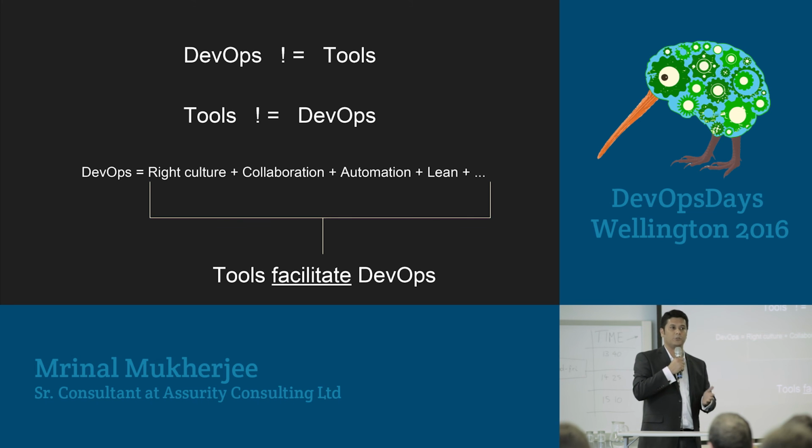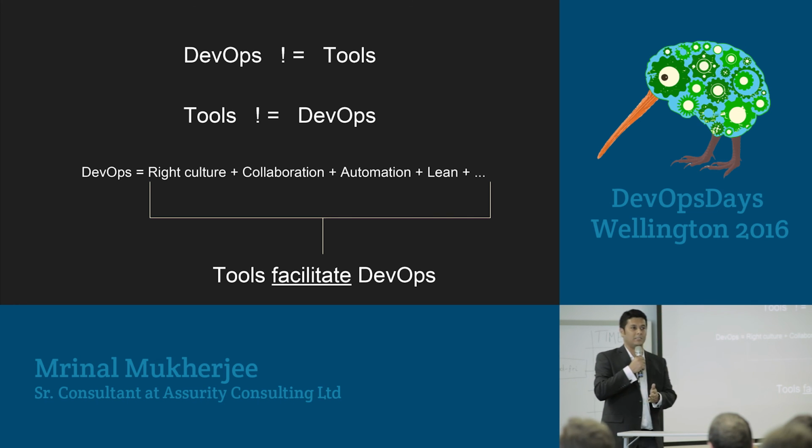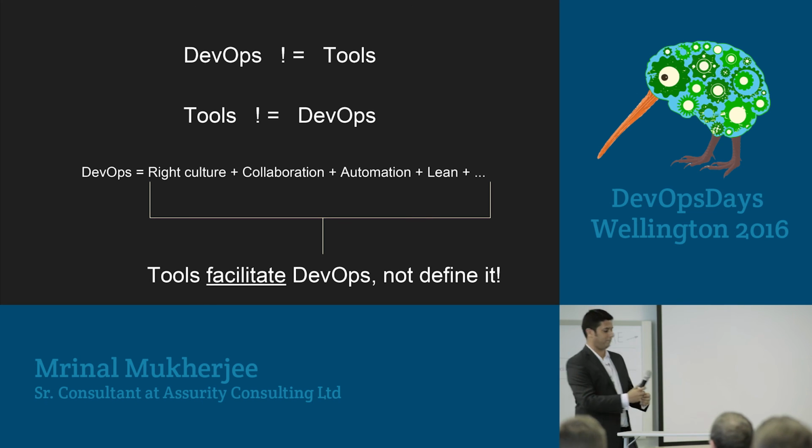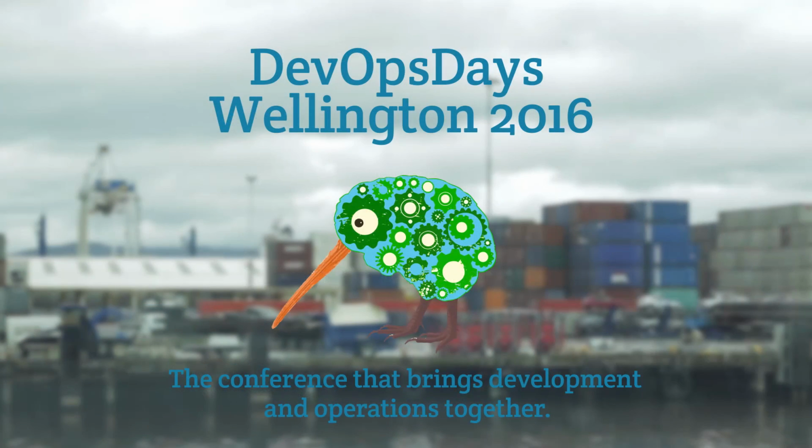Lastly, DevOps is not equal to tools. Tools is not equal to DevOps. Just because I'm using cool tools does not make me a DevOps team. And the vice versa applies as well. So a lot of good speakers out here talked about collaboration, automation, culture, and all those, and the tools facilitate it. So it's very important that we choose a tool which actually lives up to the pillars of DevOps and to the aspects of DevOps which you really care about. And that's it.